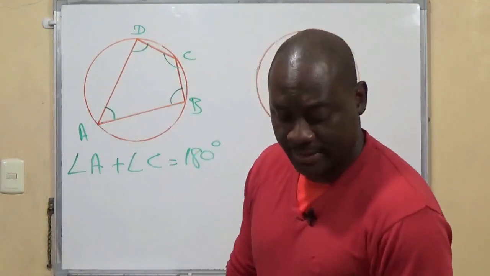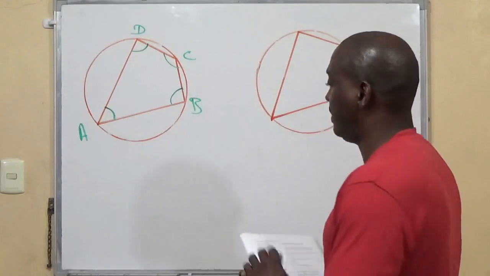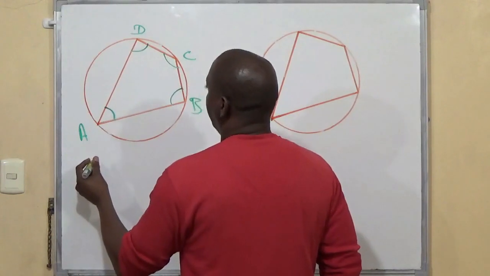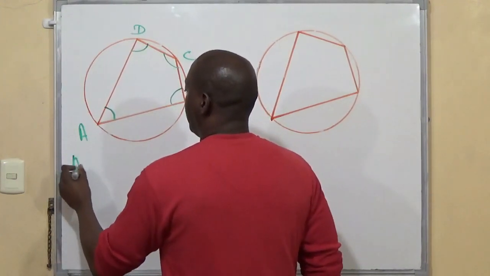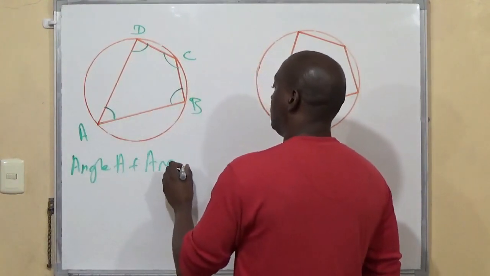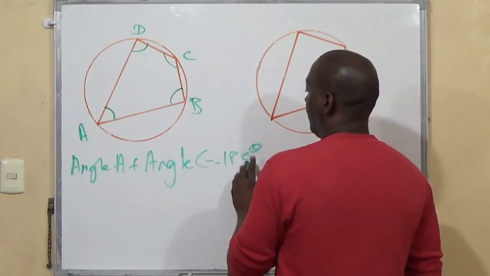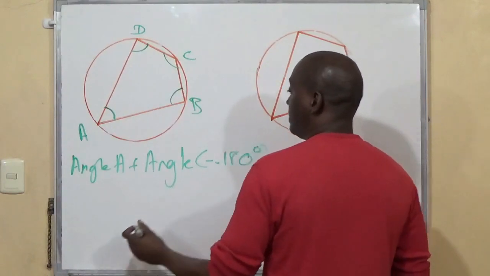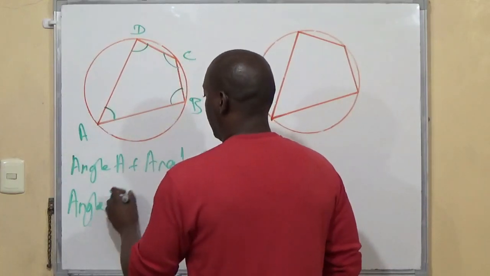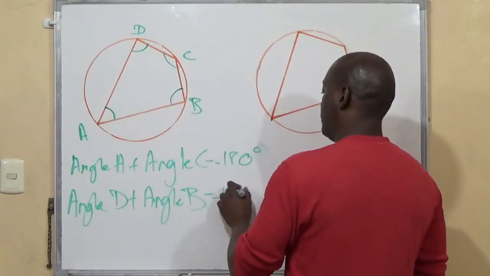Let me try to minimize the complicated handwriting. Let me make life simple now. So we're saying that, let me say angle A, just for the sake of argument, angle A plus angle C equal 180 degrees, and by the same token, angle D plus angle B equal the same 180 degrees.